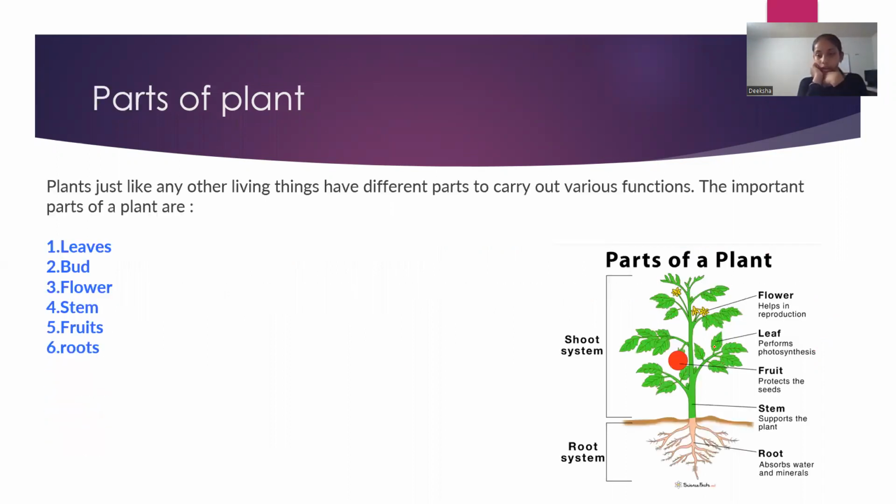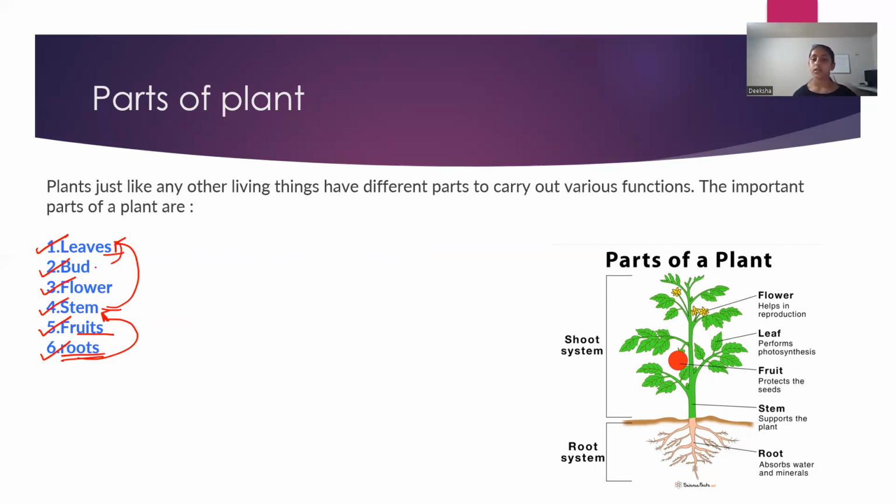Now, parts of plants. See, there are several parts of the plants: leaves, buds, flower, stem, fruits, and roots. Okay, so this is your roots. From the buds, our leaves come out, and then fruits come out. You might have seen that, right? First is the root. From the root, the stem forms, right? As well as leaves also. After forming the stem, then leaves form.